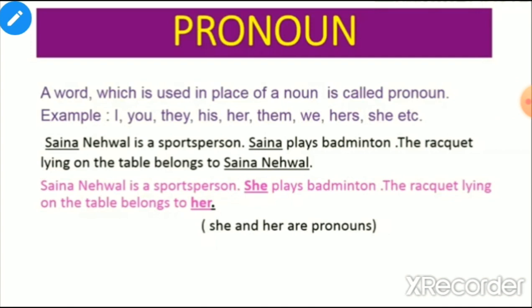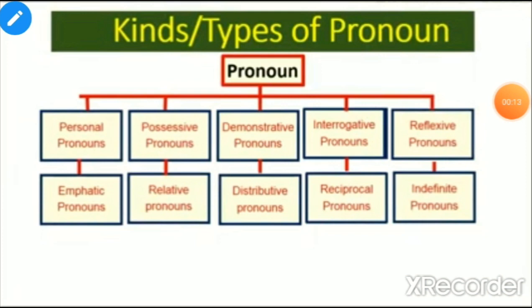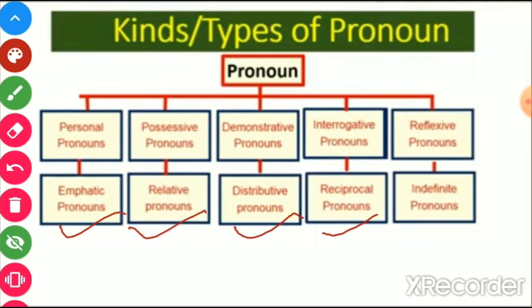Let's take a look at the types of pronouns. There are 10 types of pronouns: personal pronouns, possessive pronouns, demonstrative pronouns, interrogative pronouns, reflexive pronouns, emphatic pronouns, relative pronouns, distributive pronouns, reciprocal pronouns, and the last one is indefinite pronouns. We will start from the first kind, which is the personal pronoun. Let's start.